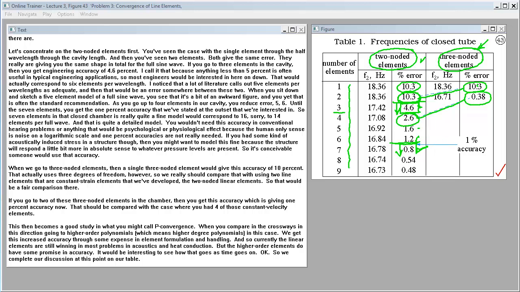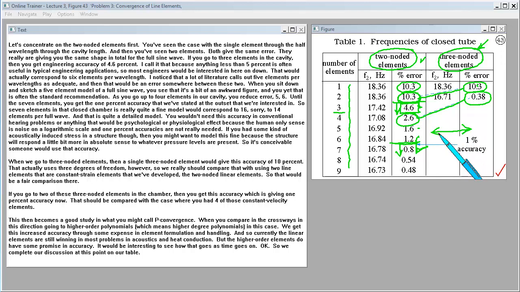This then becomes a good study in what you might call p convergence, when you compare crossways in this direction going to higher order polynomials, which means higher degree polynomials in this case. We get this increased accuracy. There's some expense in element formulation and handling, and so currently the linear elements are still winning in most problems in acoustics and heat conduction, but the higher order elements do have some promise in accuracy. It'll be interesting to see how that goes as time goes on.